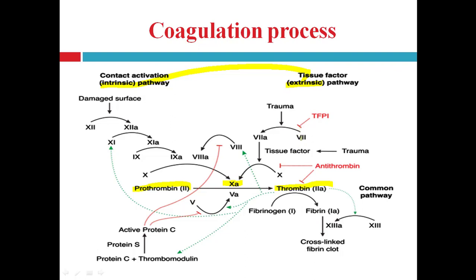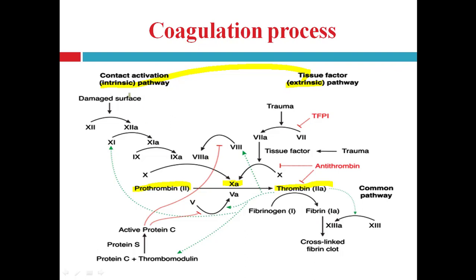This factor initiates the activation of factor 7, and factor 7 is converted into activated factor 7A. This 7A again activates factor 10 to 10A, right? And this 10A is the prothrombin activator factor which initiates the activation of prothrombin to thrombin and makes the coagulation process complete.